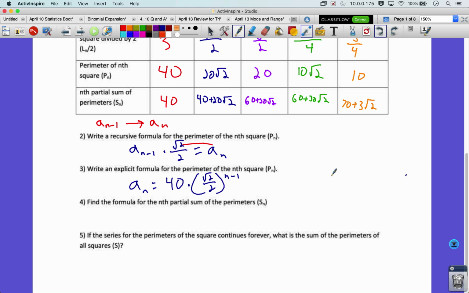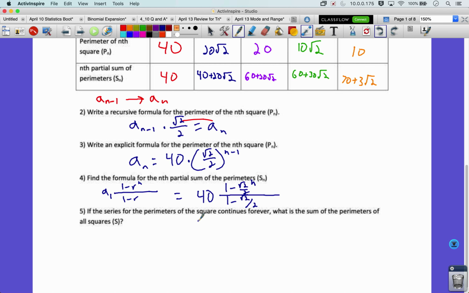All right, now to find the nth partial sum, we have to recognize that this is a geometric series here, so we can use the sum of a geometric series formula to figure out a formula here for number 4. And that formula is a sub 1 times 1 minus r to the n over 1 minus r. Let's fill in the values from this problem. So our first term is a 40 times 1 minus root 2 over 2 to the n over 1 minus root 2 over 2. Okay, and that can probably be simplified, but I'm okay with just leaving it like that.